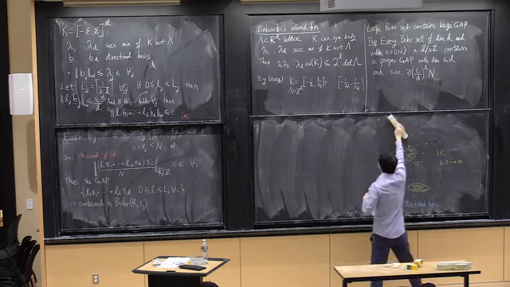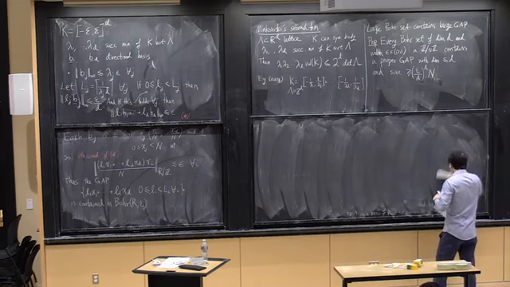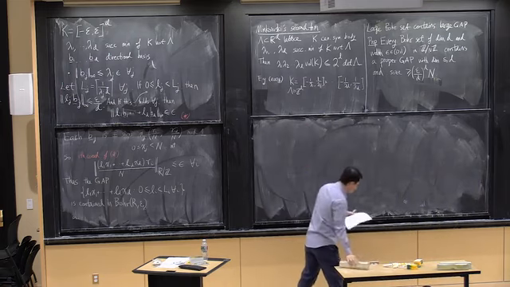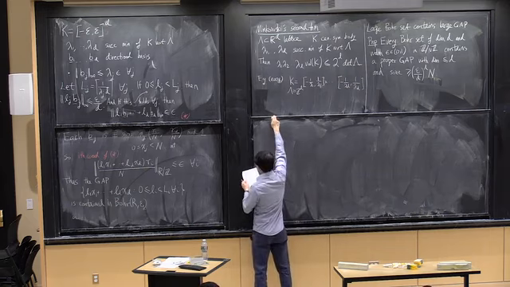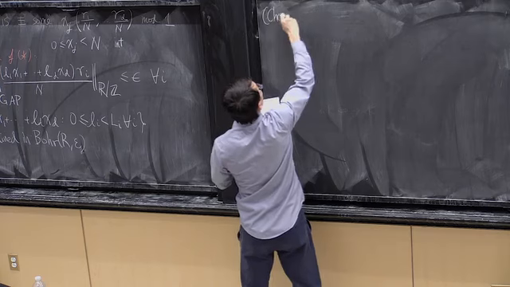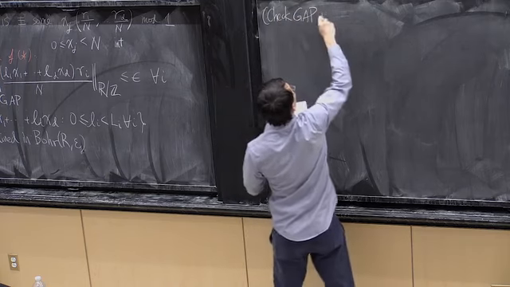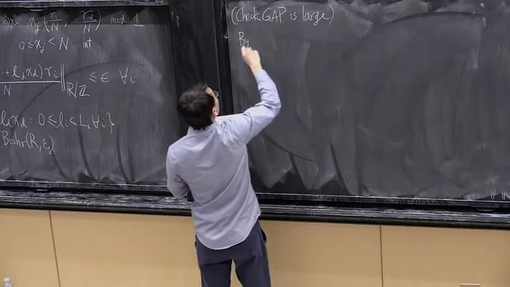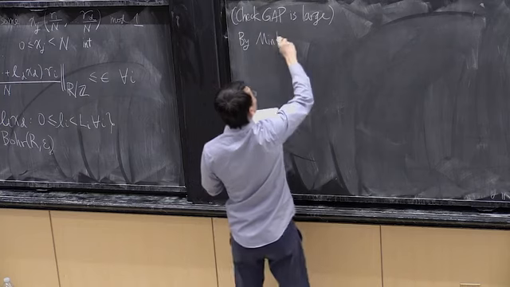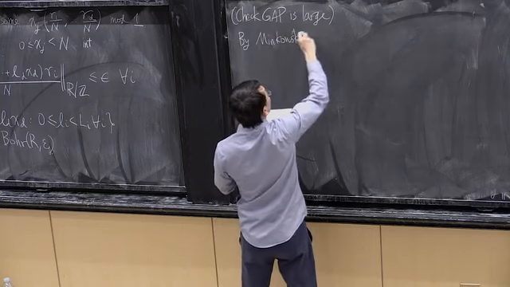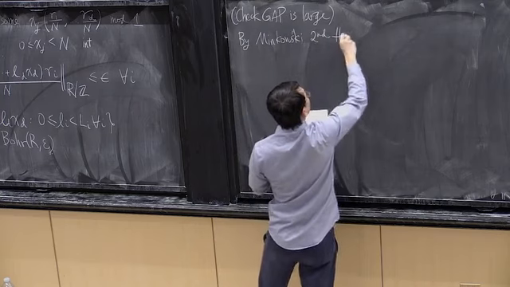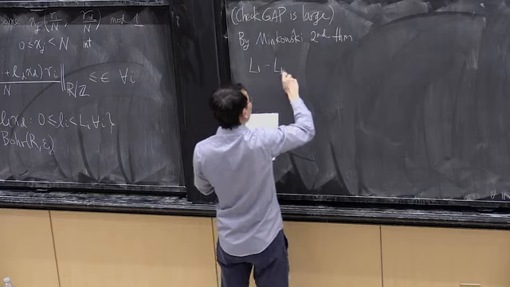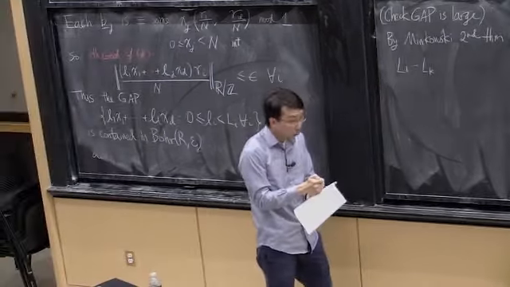To check that this GAP that we found is large, we're going to apply Minkowski's second theorem. So let's check GAP is large. By Minkowski's second theorem, we find that the size of the GAP, which is by definition the product of these uppercase L's.